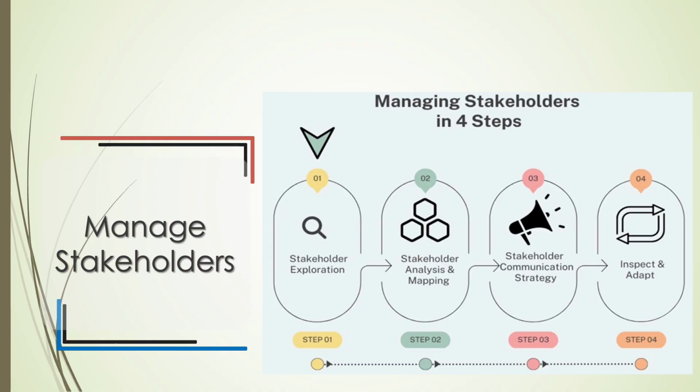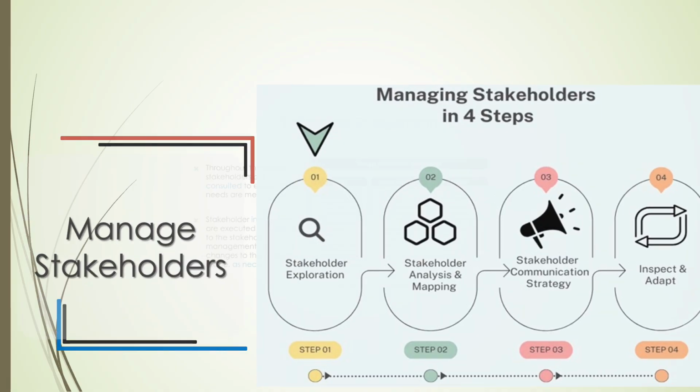Finally, Inspect and Adapt is about continuously monitoring stakeholder engagement and making necessary adjustments based on feedback and project developments. This iterative process ensures that stakeholder management remains dynamic, responsive, and closely aligned with the project's evolving needs.